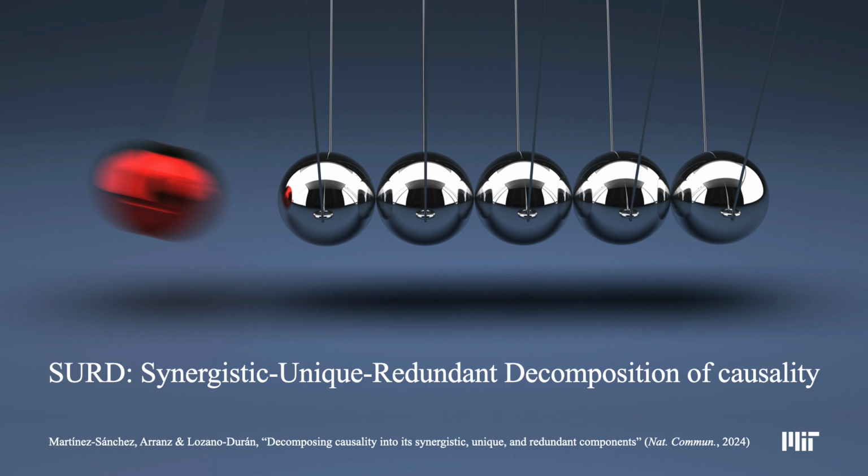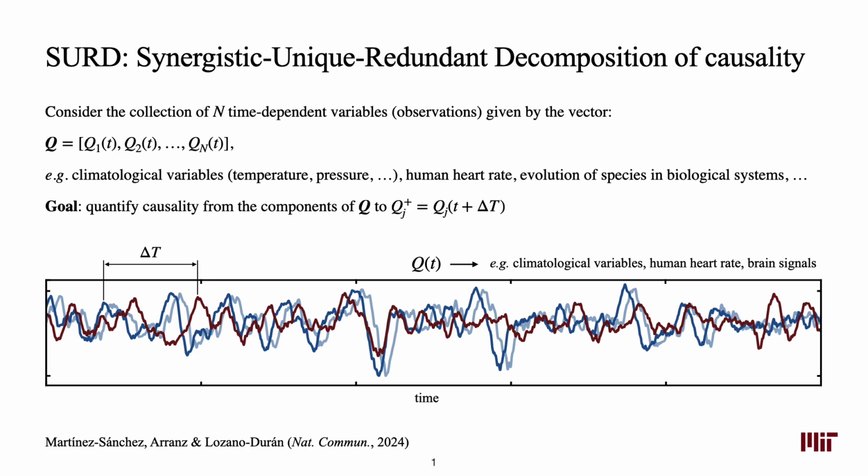In our publication in Nature Communications, where we present SURD, we benchmark SURD against other state-of-the-art causal inference methods across diverse scenarios. However, today, we'll focus on the foundational aspects of how SURD calculates and breaks down causality among different causes and effects. The input of SURD is a set of time-varying observations.